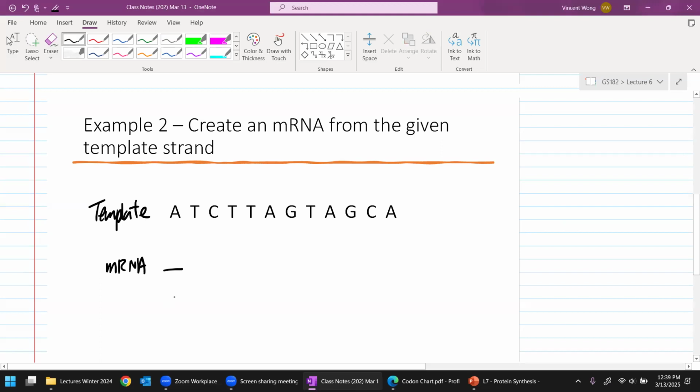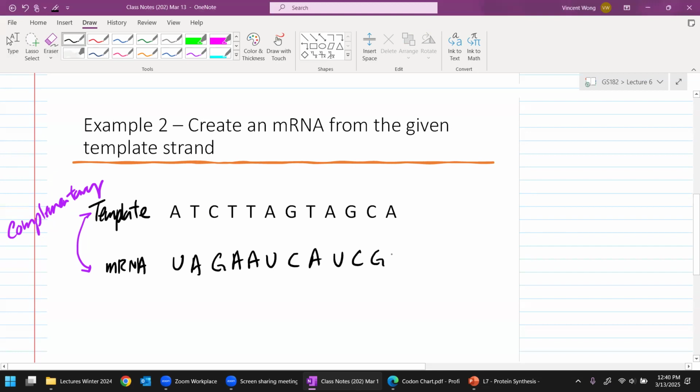What is the first letter? U. That's right. Because the relationship between template and mRNA is that they are, once again, what's the word I'm looking for? Complementary. So A pairs with U. Normally A pairs with T, but because we're doing RNA, it has to be a U. And the next one, that's right. And then you just follow the base pairing rule, right? We good?